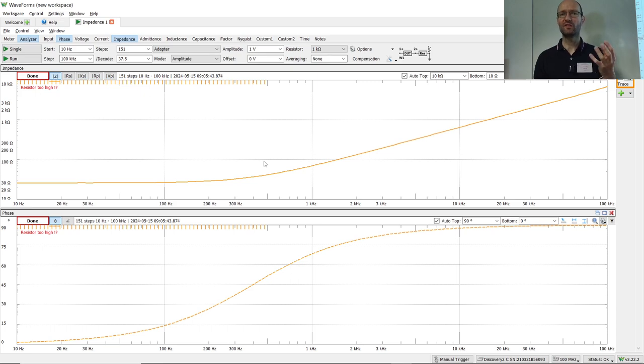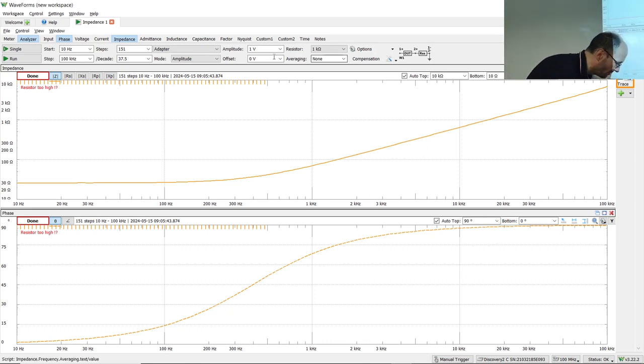Exactly, it's because this inductor is made out of a wire, and the wire has resistance. And so at low frequencies, we are measuring the resistance. At high frequencies, we are measuring the inductance. At low frequencies, phase is 0 degrees. At higher frequencies, phase goes up to 90 degrees.